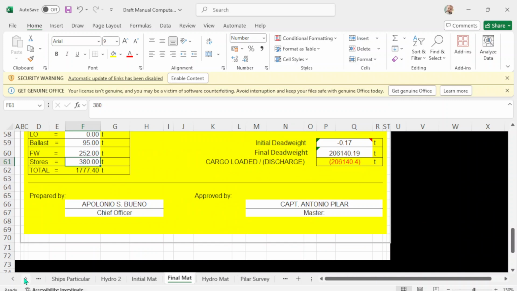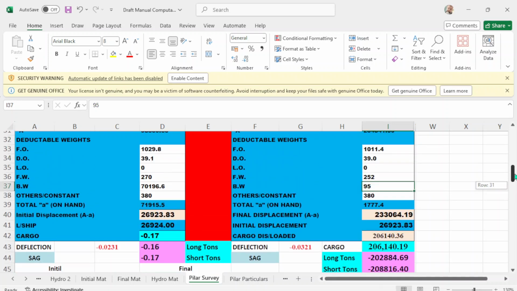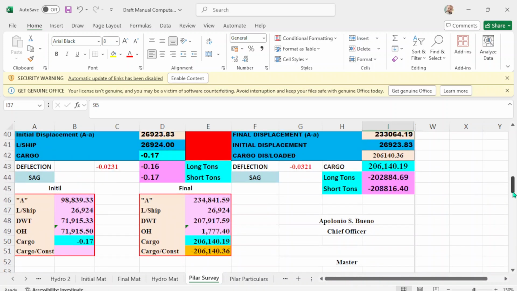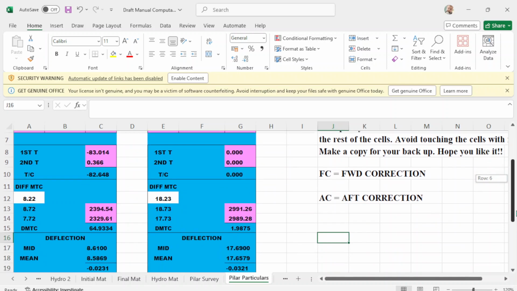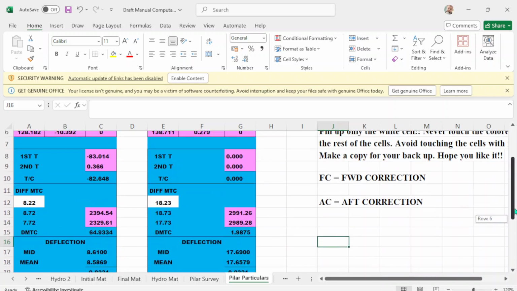And this one is my own use. I made this one, but you can also make this one. So simple. And these are the particulars, your forward correction, aft correction, LBP, LBM. Only these white cells you will just put in. Okay, input. Put the draft here, put the draft here, and that's it. It will just be automatic.